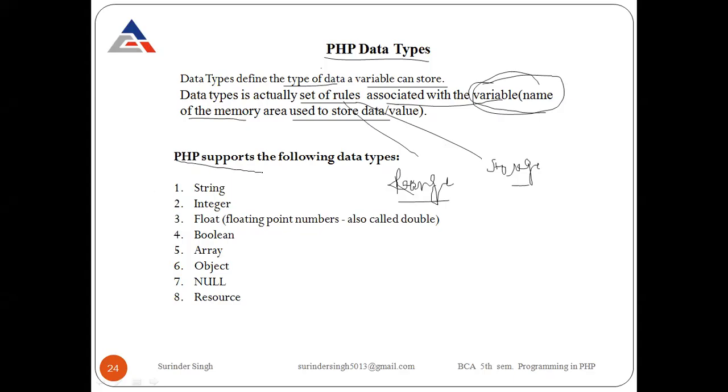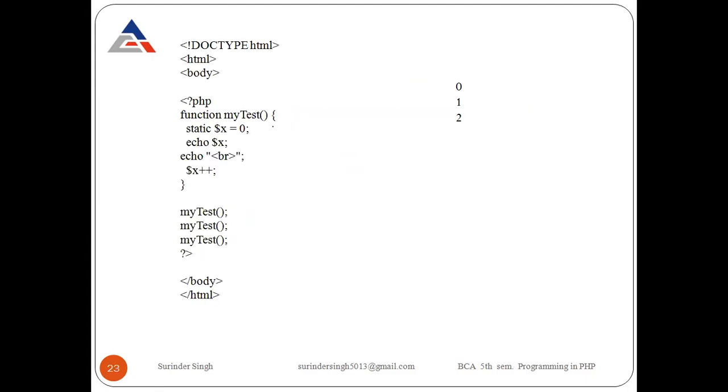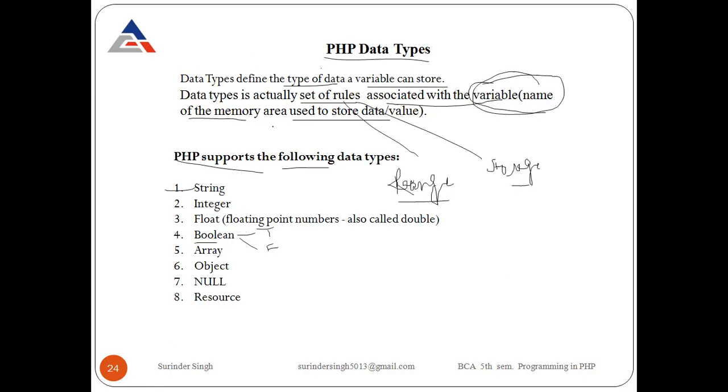And there are the following types of data types: string, integer, float, floating point numbers also called double, and boolean. Boolean data type has only two values, true and false. Array, object, null, and resource. These are the data types we will study.